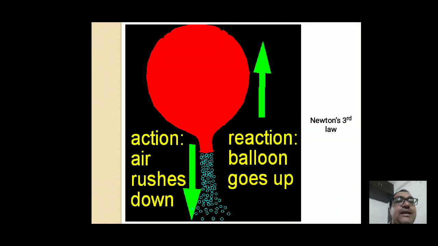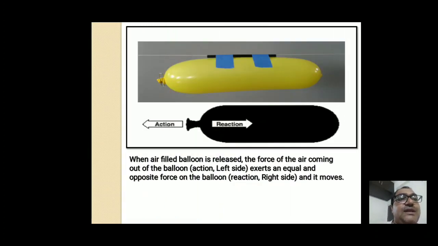Now, in the case of this balloon, when air rushes down from the balloon, that is the action. So what is the reaction? The reaction is that the balloon goes in the upward direction. It means the air comes in the downward direction, and with the same force, the balloon goes in the upward direction. So this is the same example.